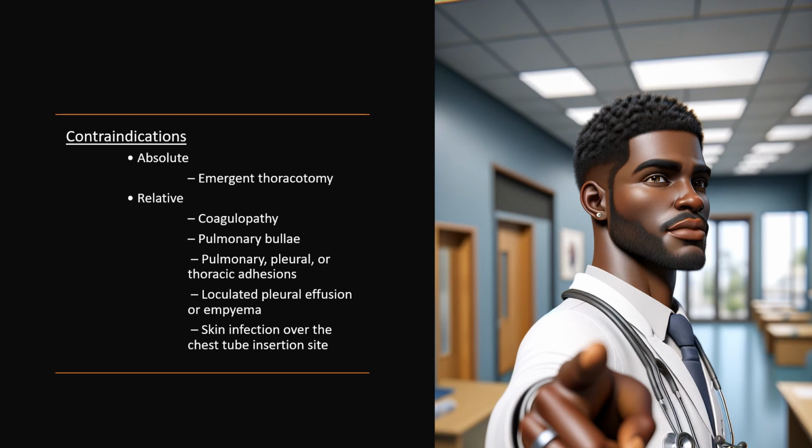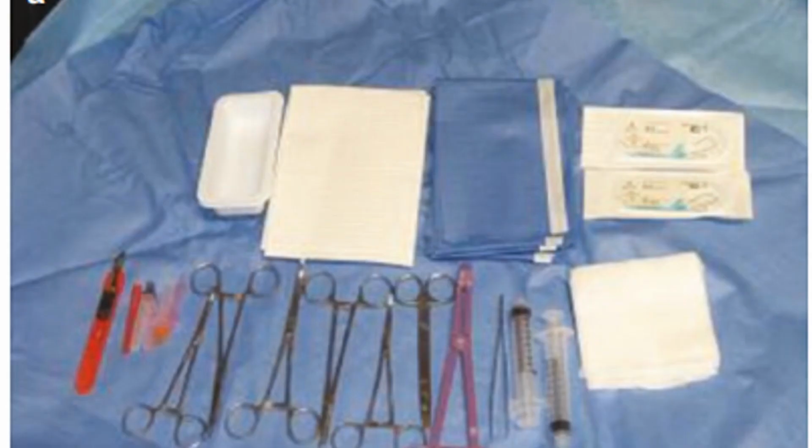Now let's talk tools. The tube thoracostomy tray and the right chest tube size are crucial. For instance, an adult male typically requires a 28 to 36 French tube, while a neonate needs a 10 to 12 French tube. Also, medications like lidocaine for anesthesia are essential. Preparation is not just a matter of protocol, but of patient safety and procedure efficacy.